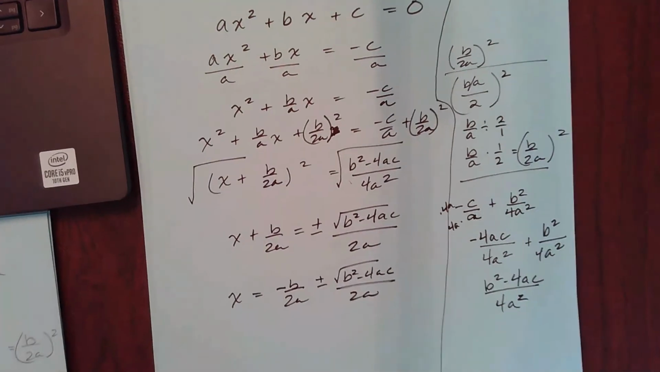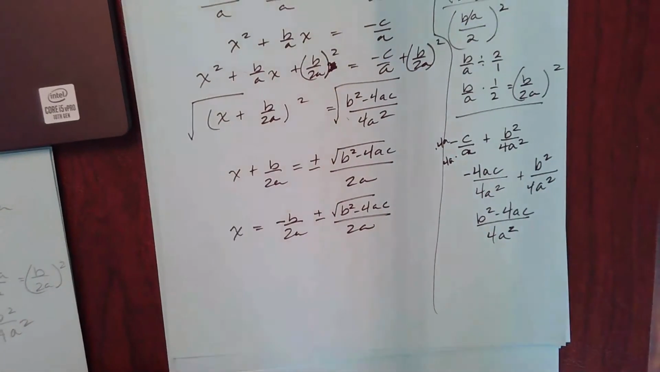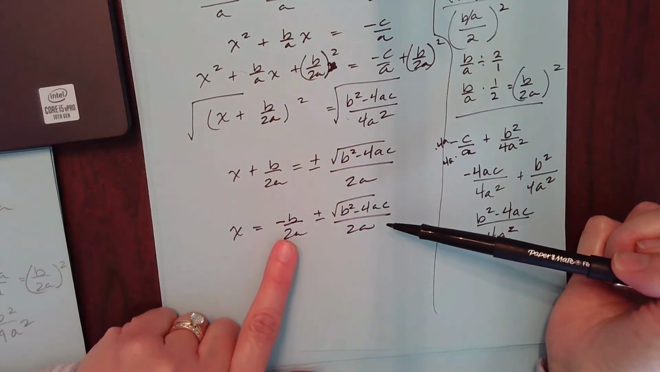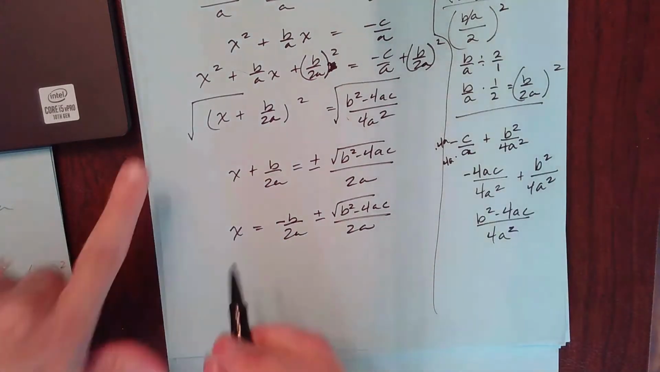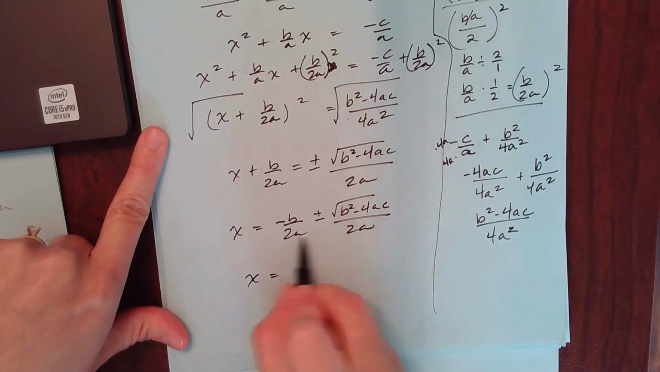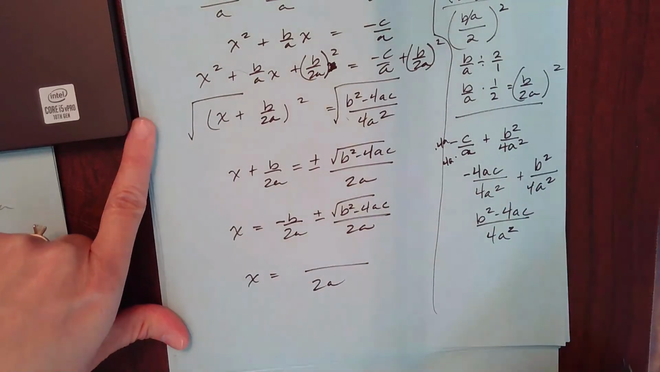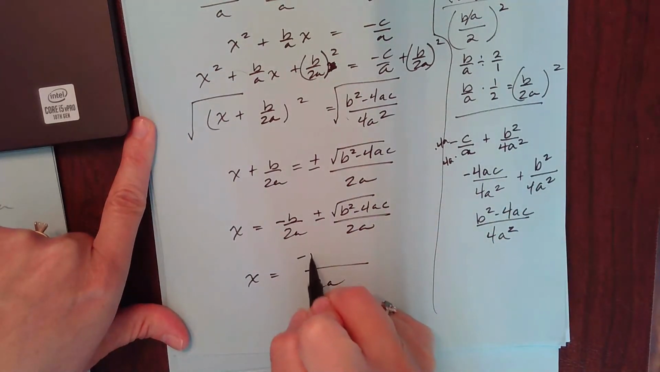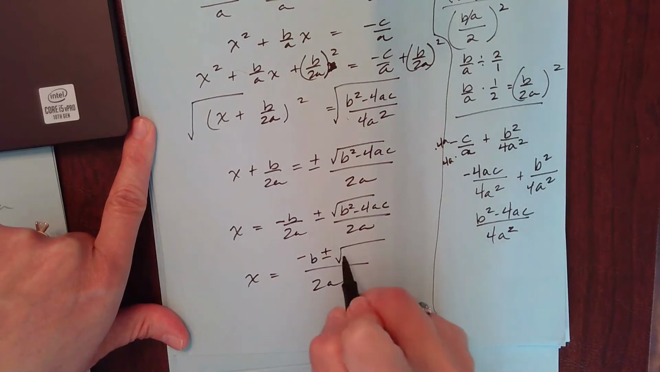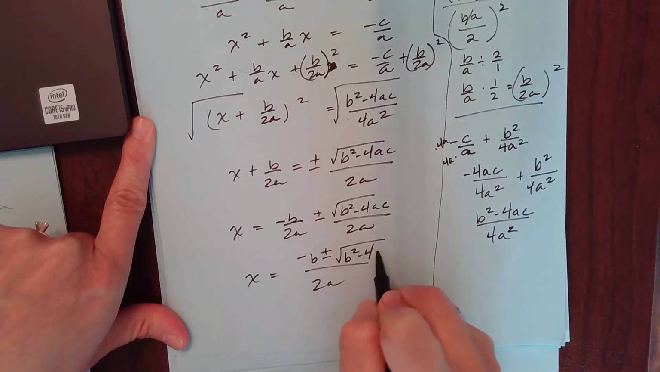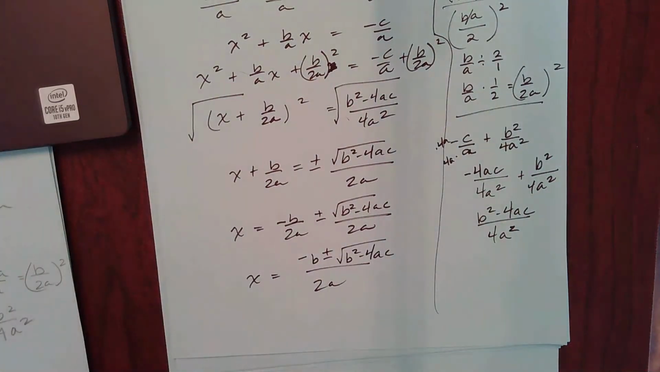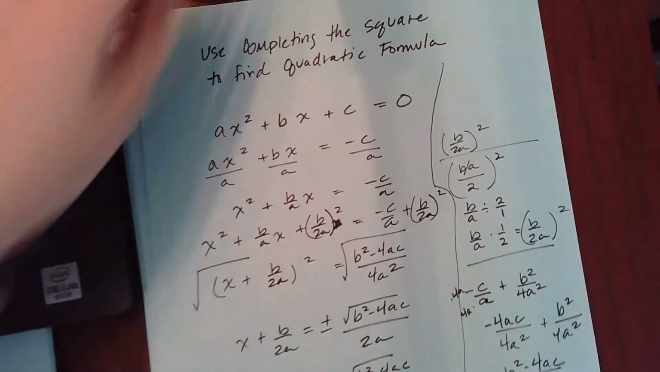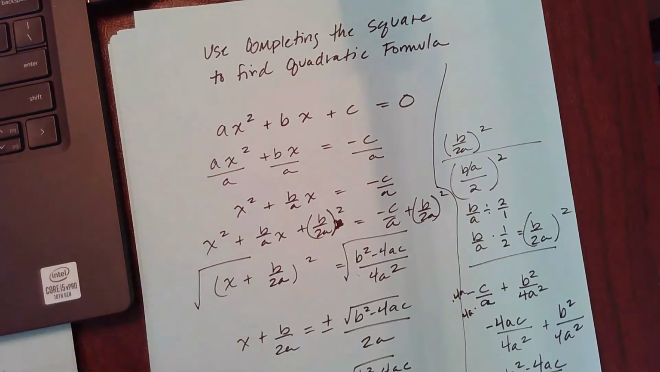And then the very, very last step, this is actually your quadratic formula. The one you probably remember though is, since these are both 2a's, you can write it as one fraction. So this is where you get negative b plus or minus the square root of b squared minus 4ac, all over 2a. That's where the quadratic formula comes from. It comes from taking your standard form equation and completing the square.